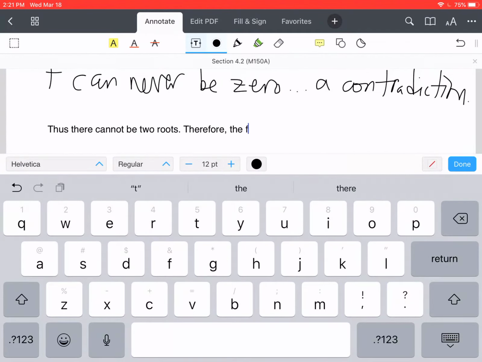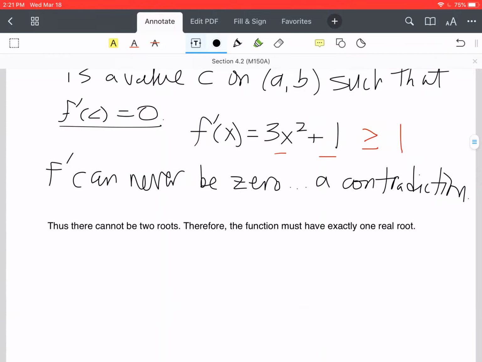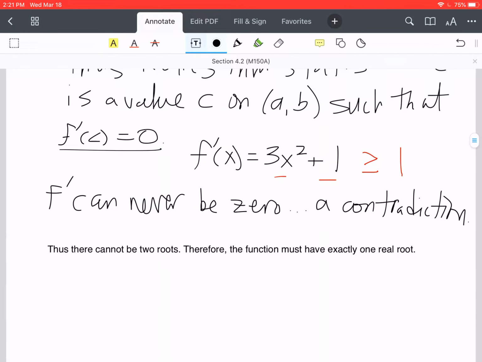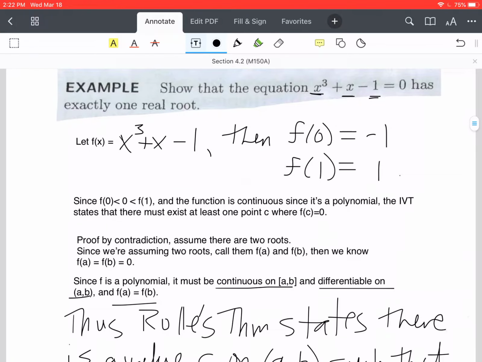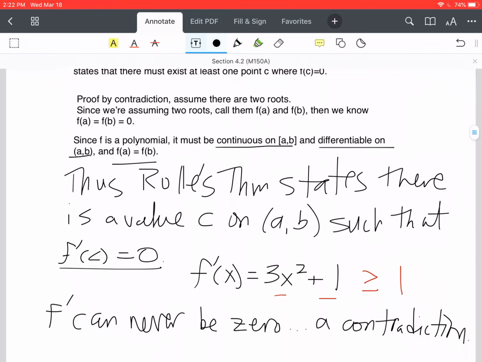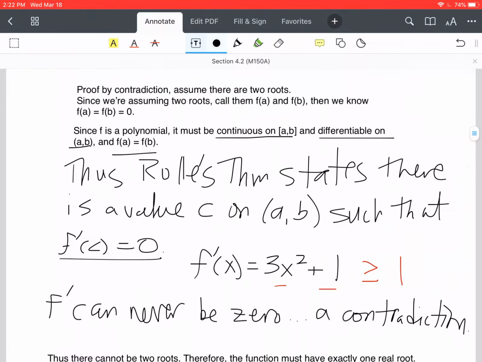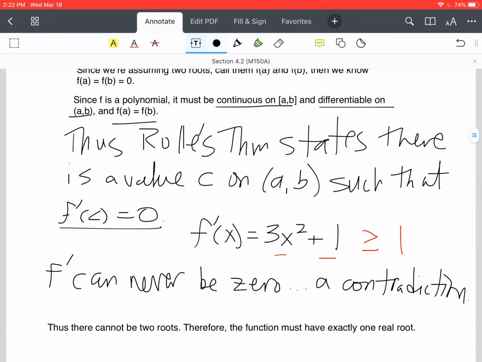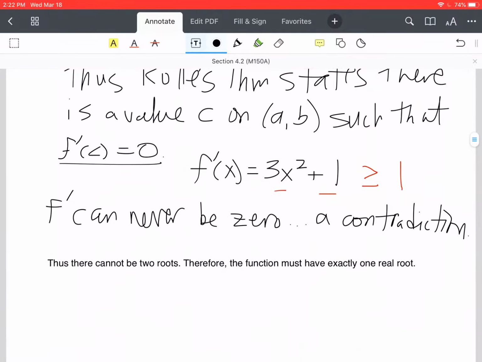Therefore, the function must have exactly one real root. And that's it. So again, we used the IVT, the intermediate value theorem, to show that there was at least one real root. And then we used Rolle's theorem and a contradiction. We assumed to the contrary, well, what if it had 2? What would happen? Well, we would receive a false statement. That cannot happen, so there must be exactly one real root.